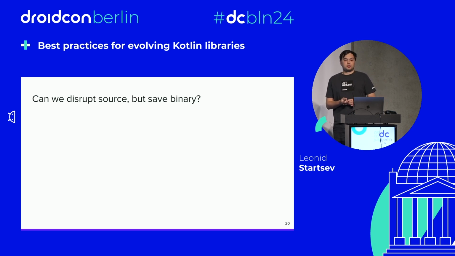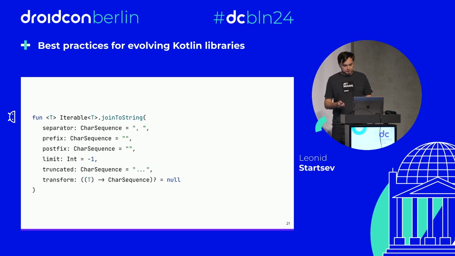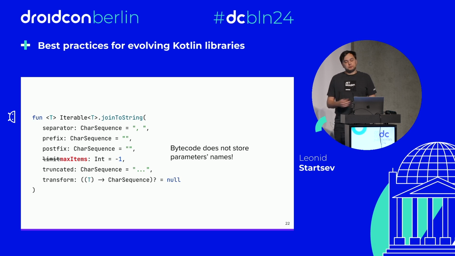For example, let's try to disrupt source compatibility but save binary one. There is this nice declaration in the Kotlin standard library. It is called joinToString. It has several parameters, all of them with default values. And let's say we have this parameter limit, which we decided to rename for some reason to maxItems. We can do this while preserving binary compatibility because bytecode on JVM doesn't store parameter names. And because we haven't changed its position or its type, it is a compatible change.